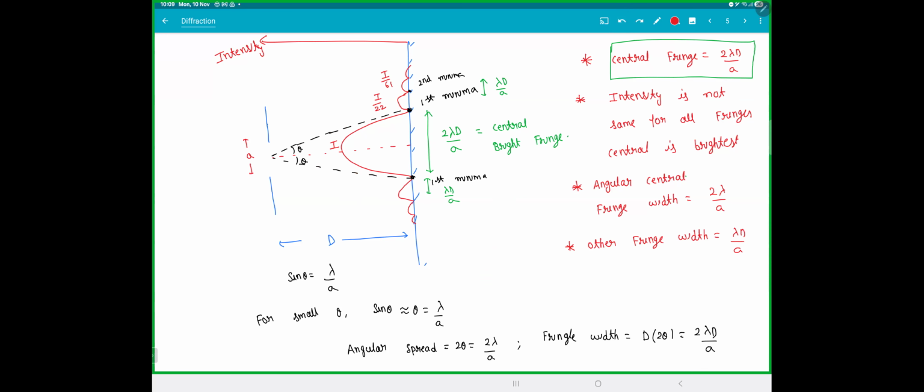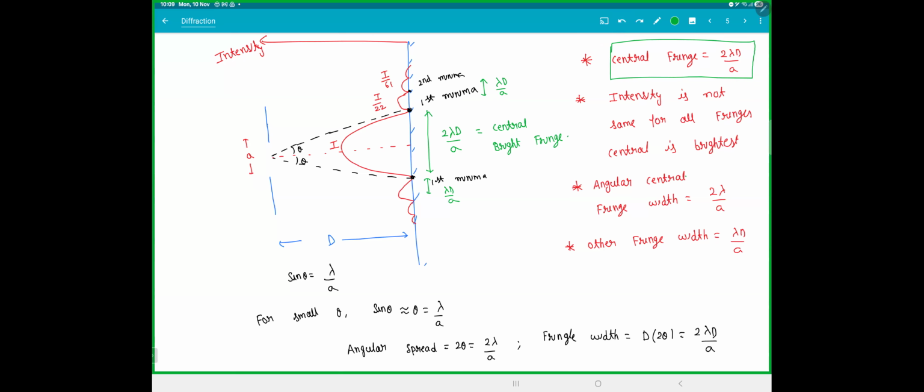So what are the important points in this? The central fringe width is 2 lambda D by d. You should mug up this result. Unlike YDSE, the fringes are not of the same width. The central fringe will be double the thickness. The remaining fringes will be the same, lambda D by a, where a is the width of the slit. The angular fringe width is 2 lambda by a.